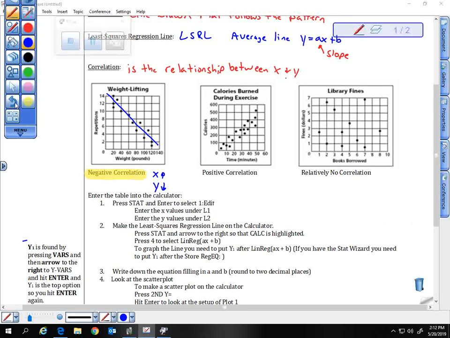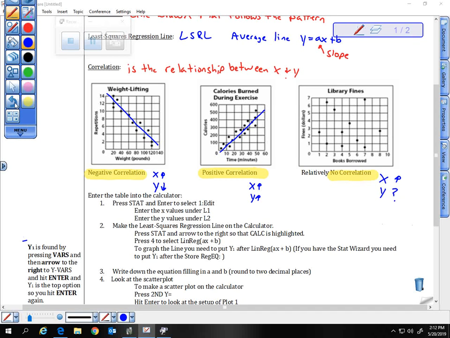The next one, calories burned during exercise. The more time you exercise, the more calories you burn. So it does have a positive correlation, and as x goes up, y goes up. And the very last one, library fines. There really is no correlation there at all. No line can be drawn. In other words, as x goes up, the y value, who knows?